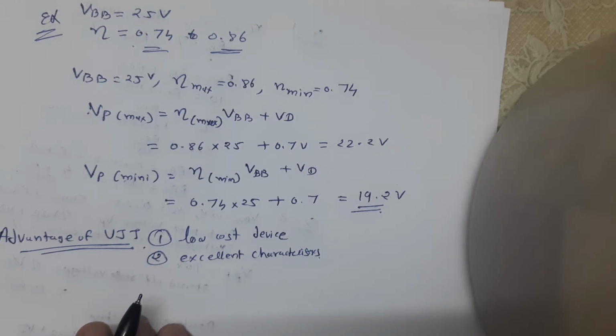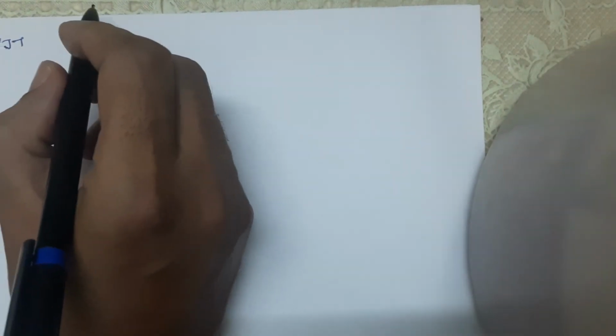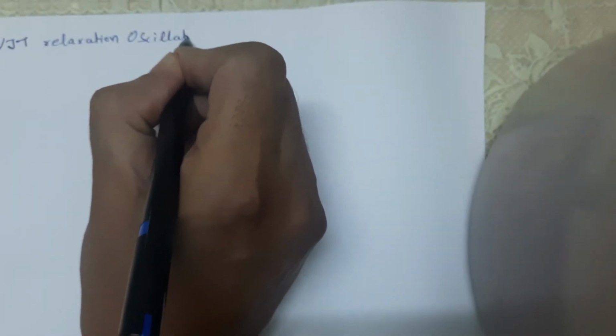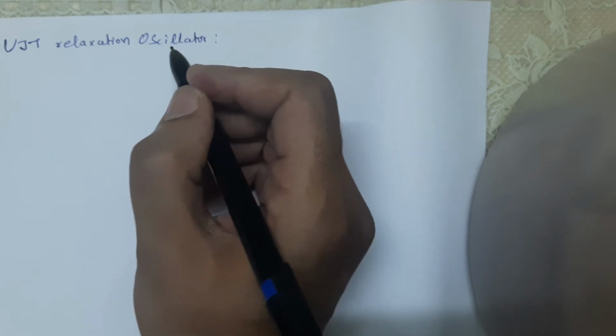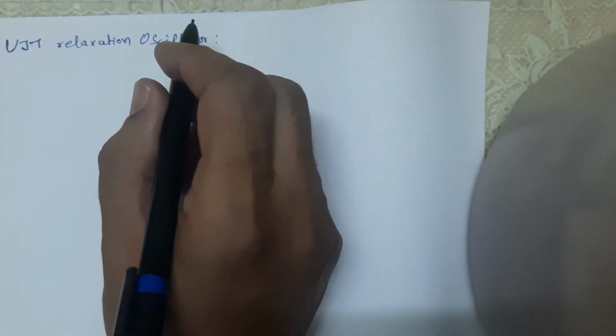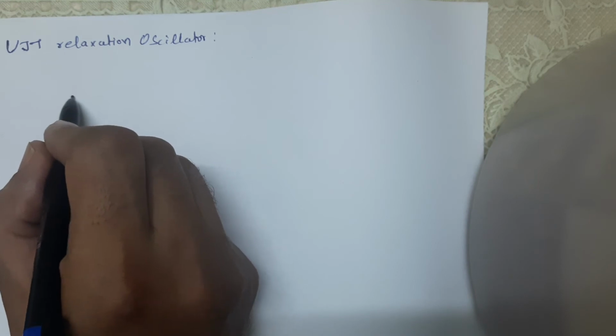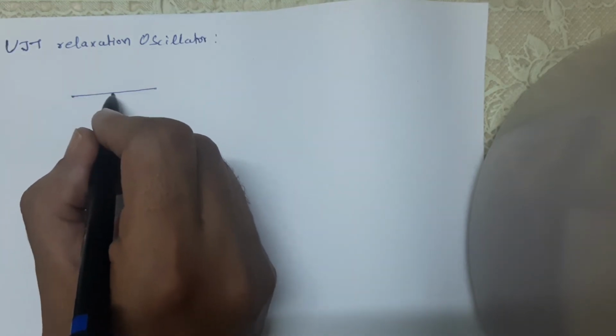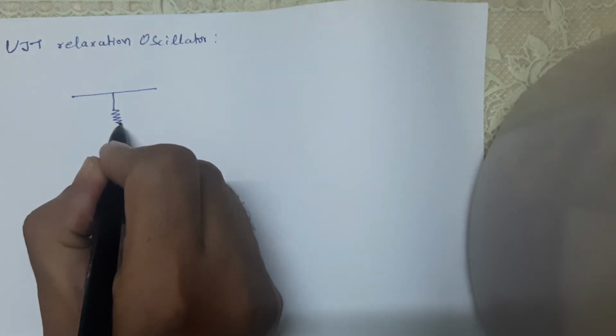The last one is the application of the UJT as a relaxation oscillator. Now we are discussing how the UJT works as a relaxation oscillator. So draw the circuit diagram for this. This is the circuit diagram for the UJT as a relaxation oscillator.